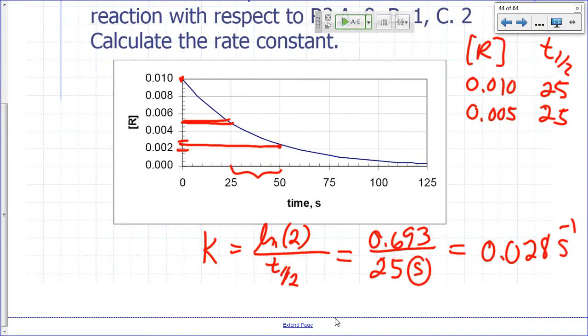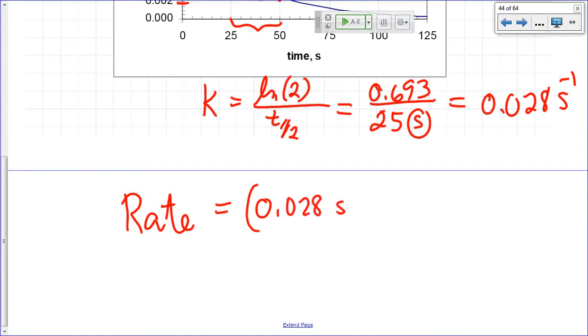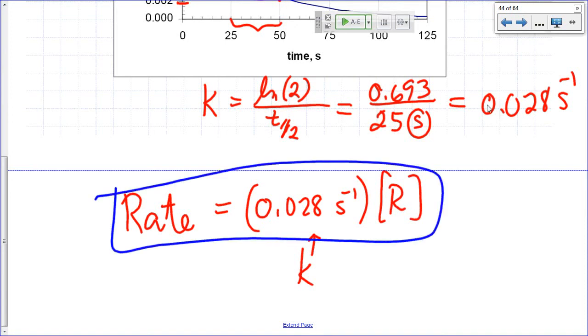So you'd say the rate law for this reaction is rate equals 0.028 per second, that's my k, right, times the concentration of R raised to the power 1. That's my rate law.